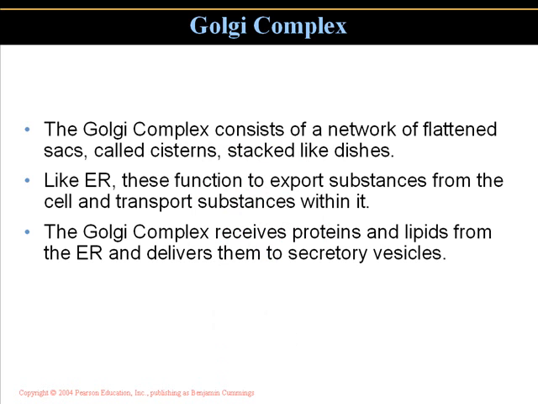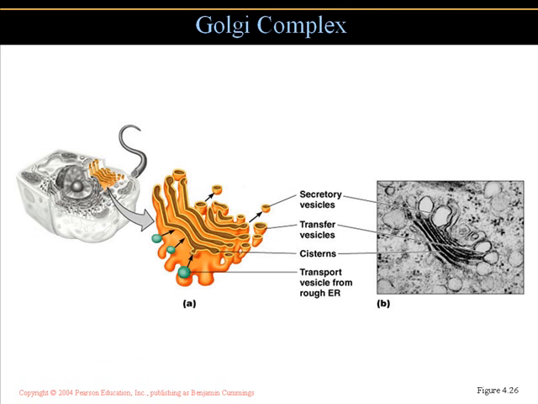The Golgi complex consists of a network of flattened sacs called cisternae, which, again, as described in A&P 1, looks like a stack of dishes. Like the endoplasmic reticulum, these function to export substances from the cell and transport substances within it. The Golgi complex receives proteins and lipids from the endoplasmic reticulum and delivers them to secretory vesicles.